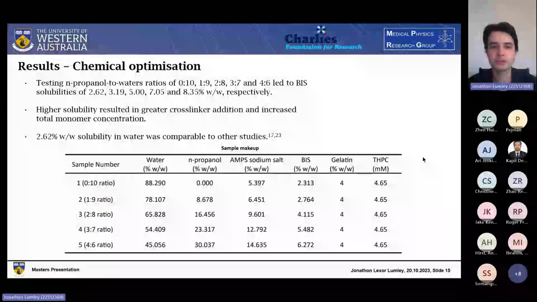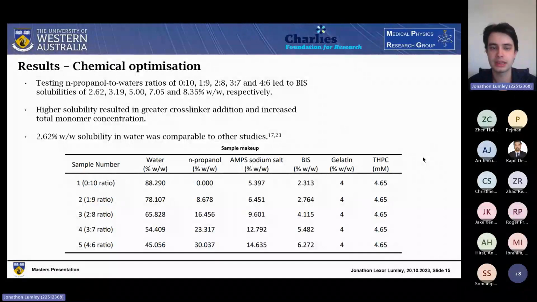Afterwards, we looked at the ratios, and it was determined that increasing the N-propanol to water ratio significantly increased the solubility of the BIS. The higher solubility meant that we could add greater amounts of cross-linker into our solution and even greater amounts of monomer, increasing the total monomer concentration. Furthermore, it is noted that the BIS solubility in water was about 2.6% weight to weight. This was comparable to other studies which showed around 2.5 to 3%, basically validating the gravimetric method that we used.